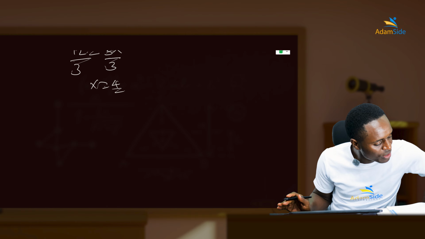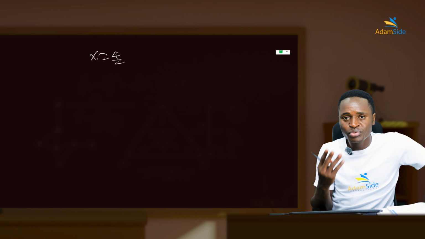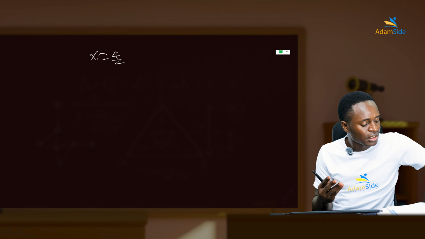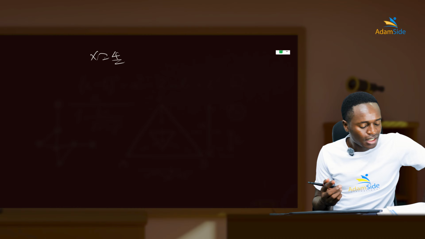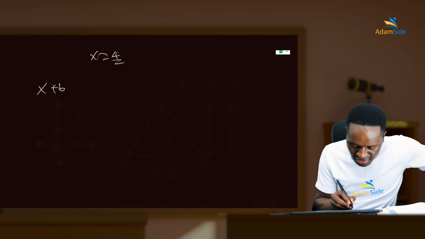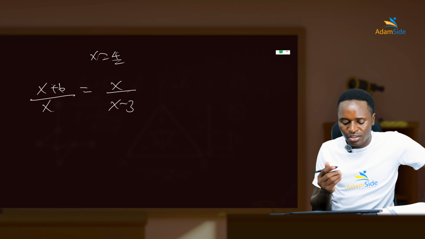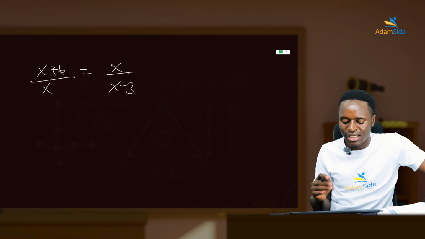It says solve this equation. Now, what happens when you're given an algebraic fractional equation, and then you're told to solve? One is given here, like we say, x plus 6 over x is equal to x minus 3. And then you're told to solve. What do you do in that case?